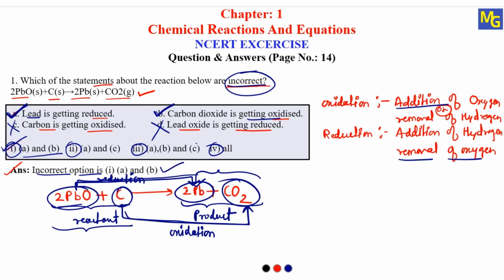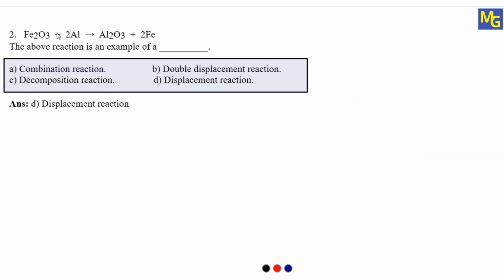Now we will move on to question number 2. Question number 2 is Fe2O3 plus 2Al gives Al2O3 plus 2Fe. This is the reaction which is given. The above reaction is an example of. So if you see the chapter, we have studied types of reactions: combination reaction, decomposition reaction, displacement reaction, double displacement reaction, etc. So we have to find out which type the given reaction is. The options are combination reaction, double displacement reaction, decomposition reaction, and displacement reaction. Here the option is what? Option D, that is displacement reaction.